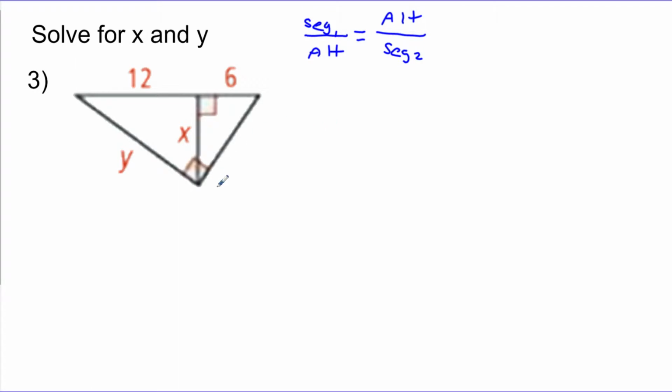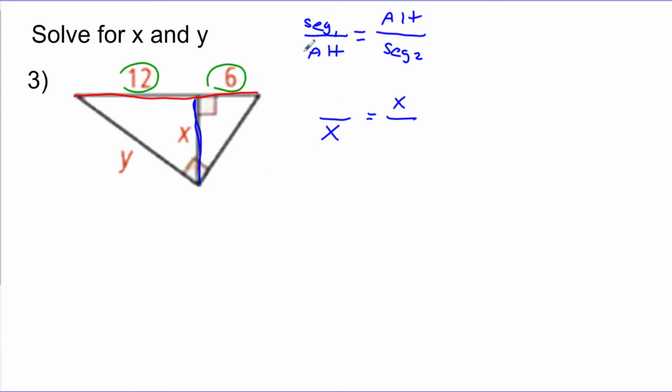So what that means for our problem is that the altitude, which for us is this line right here, x, this is the altitude. So I'm going to put that into the altitude locations. I'll put an x there, of the two segments of the hypotenuse. So what that means is that this big hypotenuse right here got split into two pieces. It got split into the 12 and it got split into the 6. Those are the segments that I'm referring to.